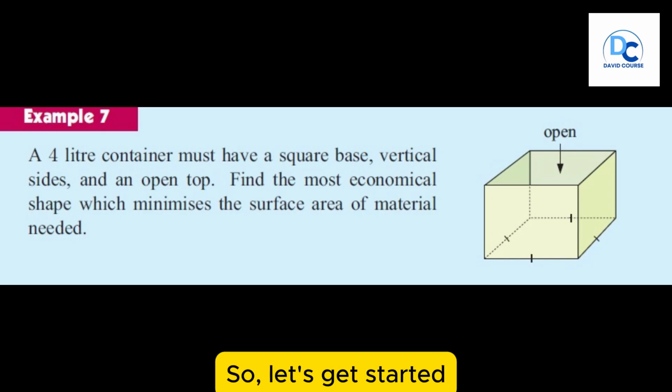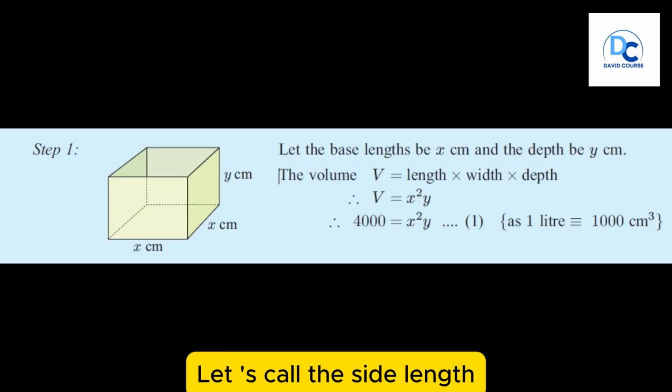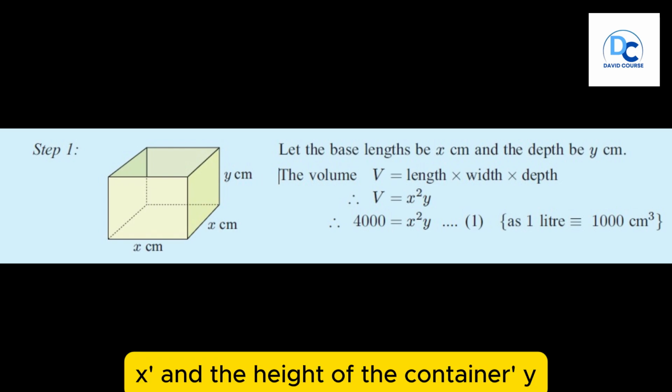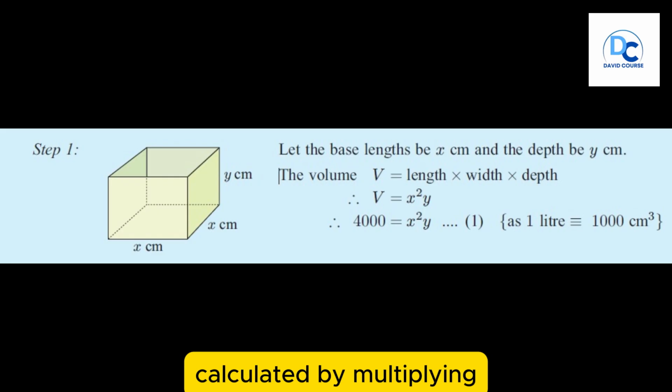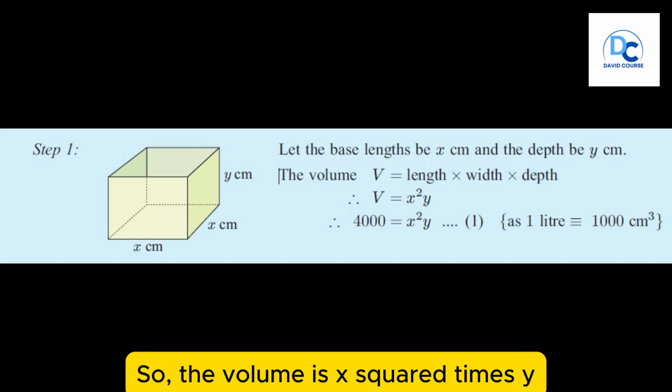So, let's get started. First, we need to set up our variables. Let us call the side length of the square base x and the height of the container y. The volume of a box is calculated by multiplying the base area by the height. In our case, the base area is x squared. So the volume is x squared times y.